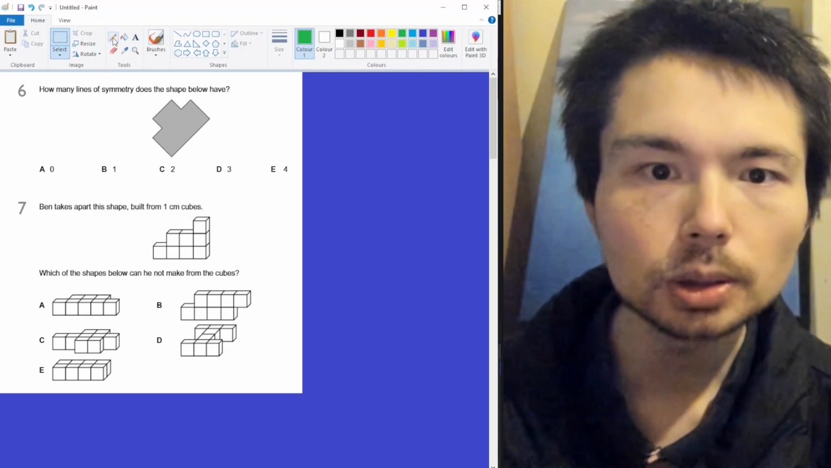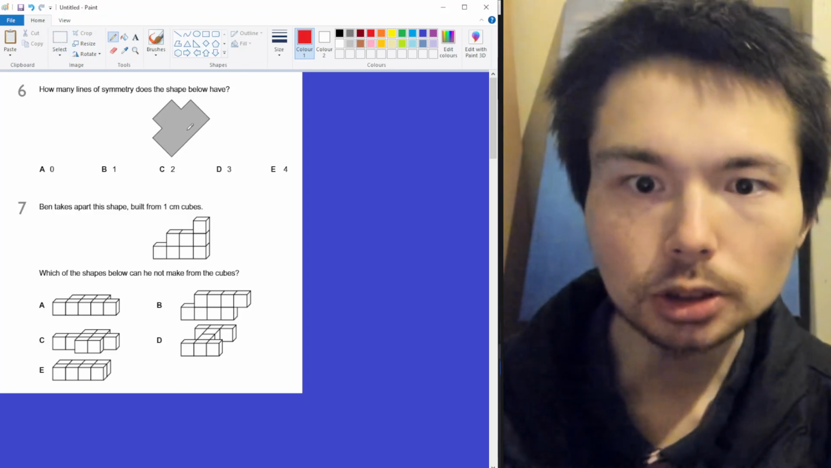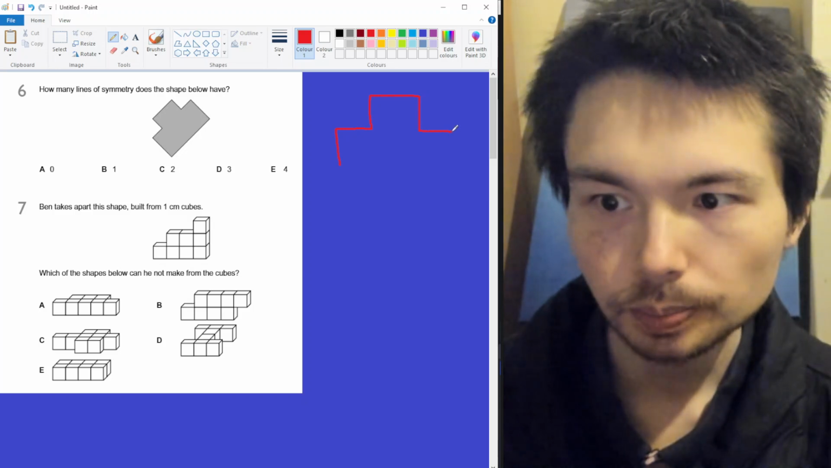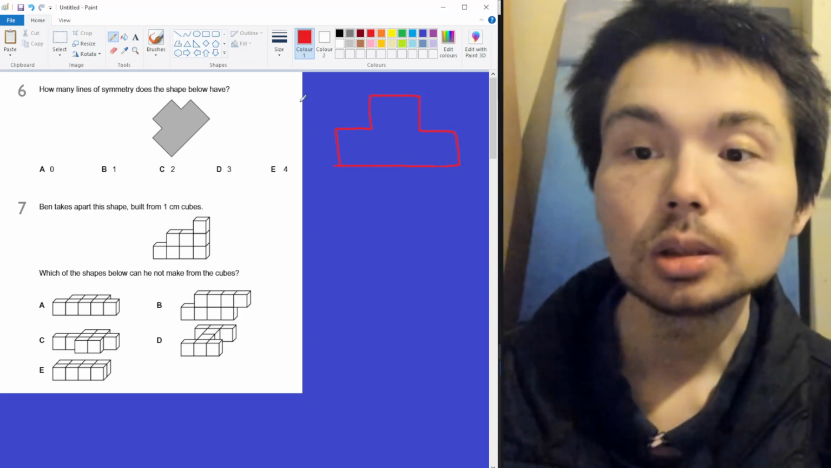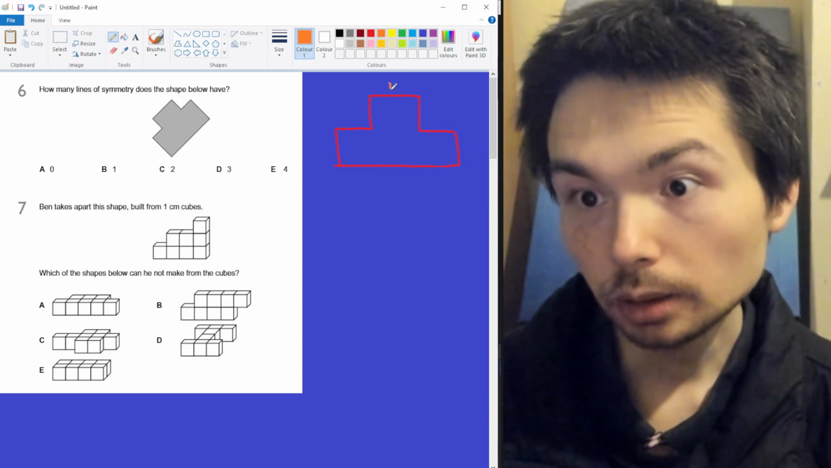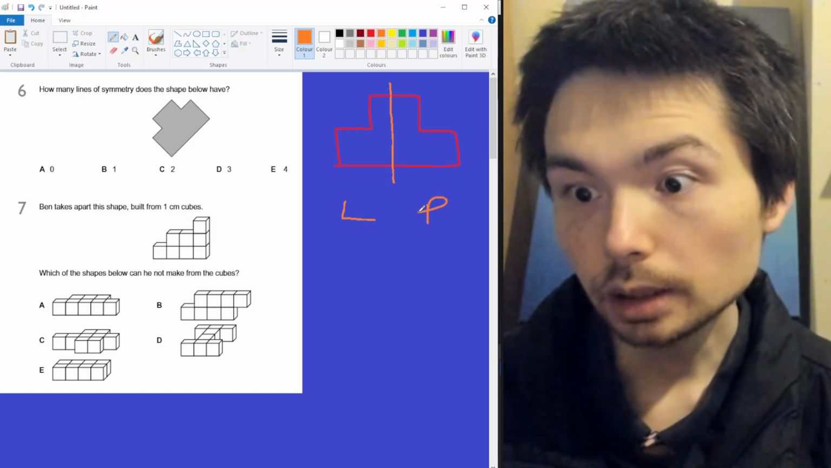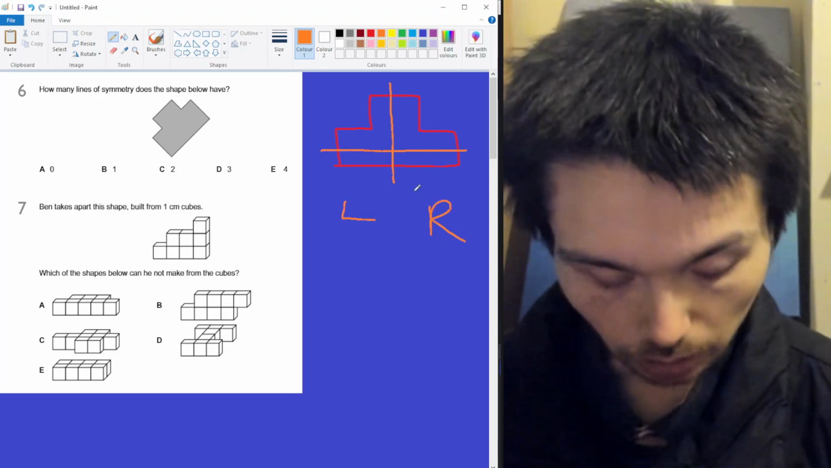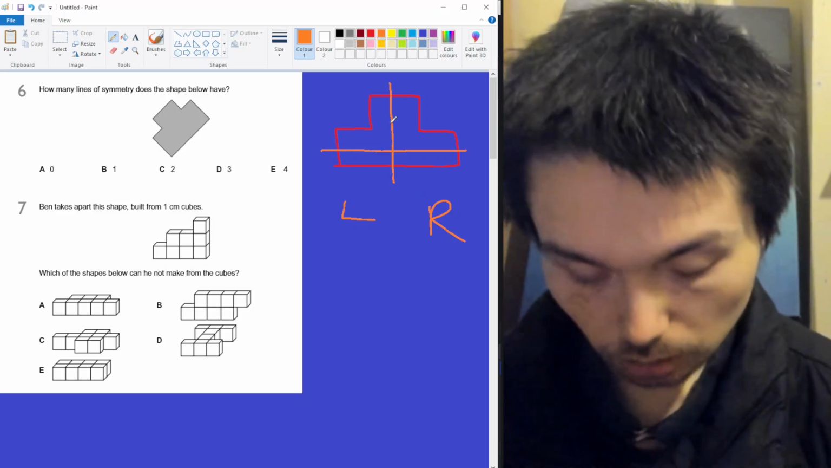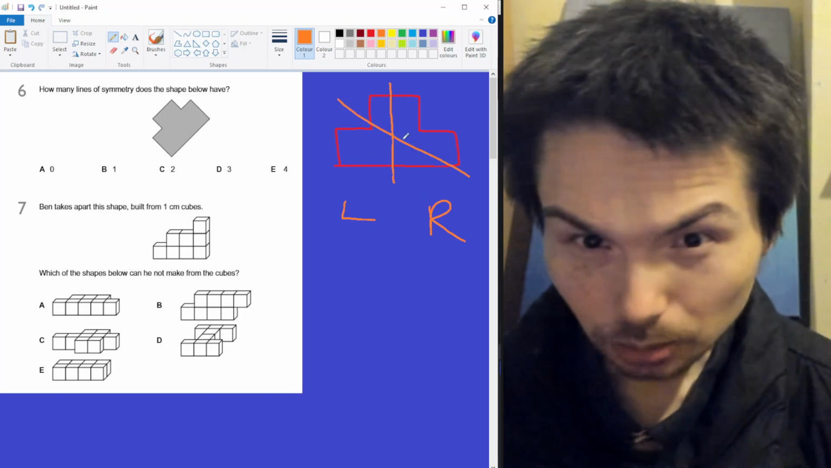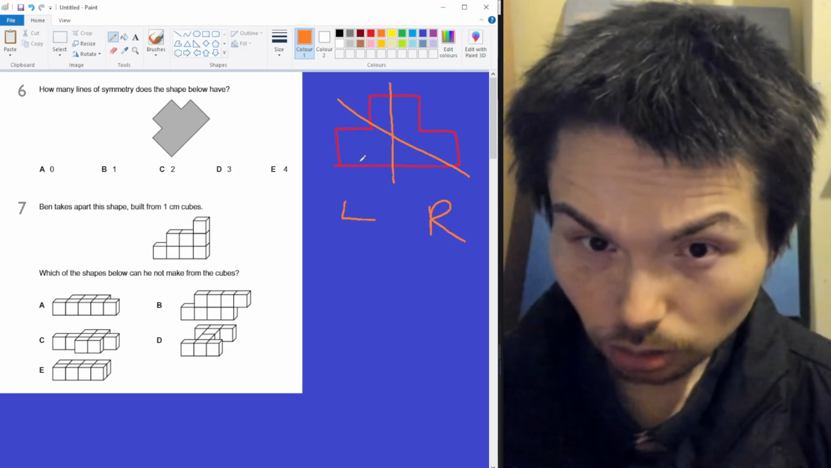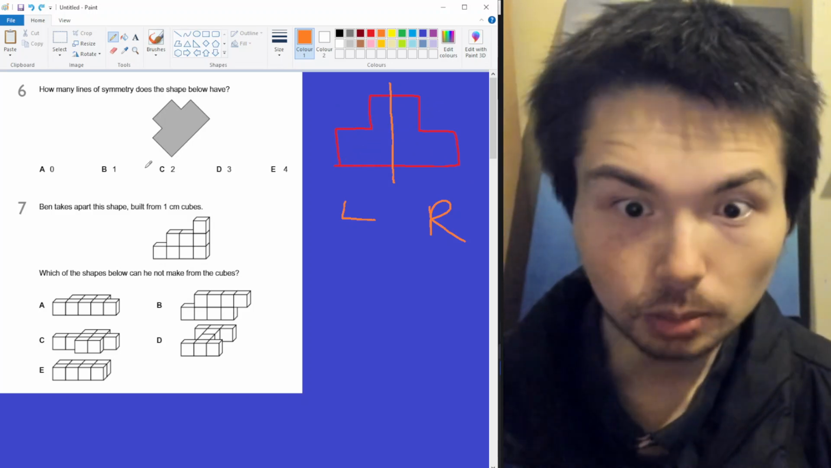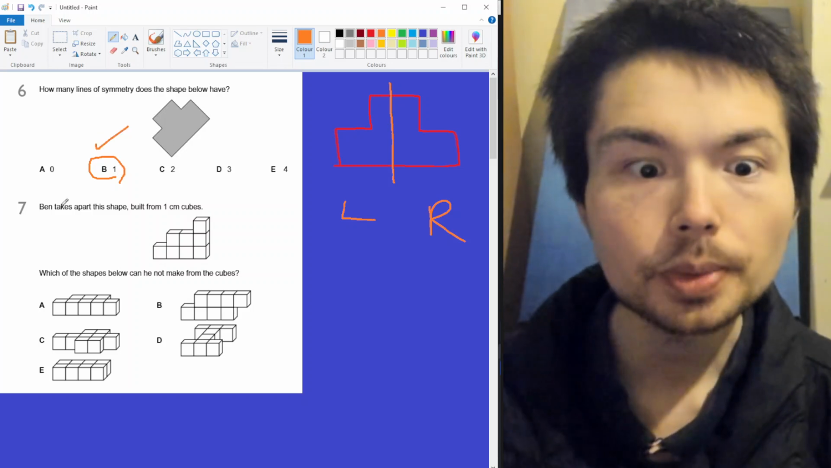How many lines of symmetry does this shape have? If I spin this round a bit, it looks like this, which will help a lot. Let's draw the lines of symmetry. There's one down the middle because the left looks exactly the same as the right. But you can't draw a line going across because the bottom is not the same as the top. You don't go diagonal. You can't fold this bit on top of that bit to be exactly the same, and you can't fold it that way either. So the answer is 1.